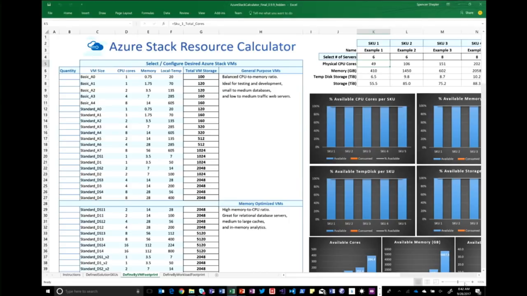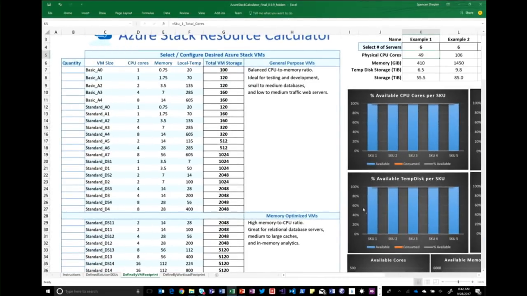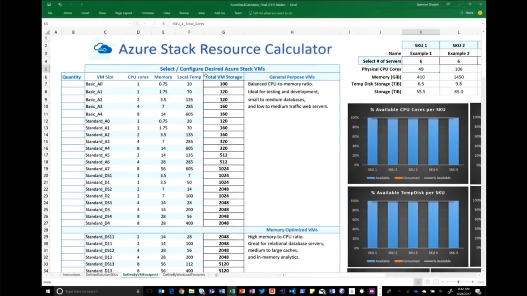Now that I have that as input, I can go through and pick some VMs based on their SKU. And this table, sorry for the interruption there, gives you the VM SKU from Azure. It captures the number of CPU cores, which are the vCPUs assigned in the Azure SKU, the amount of memory assigned to that VM, the local temp storage that's there by default, and then total VM storage.